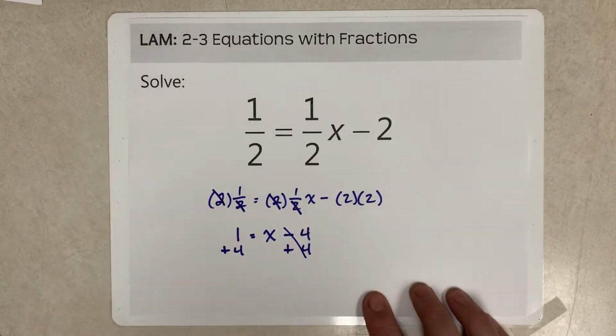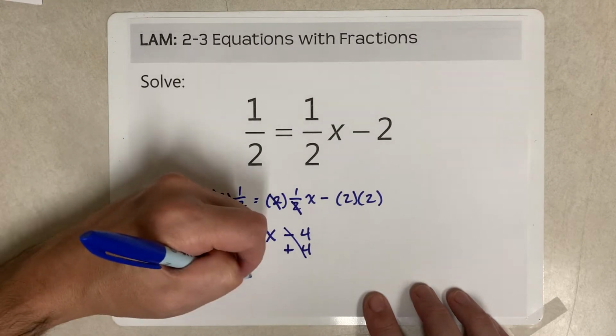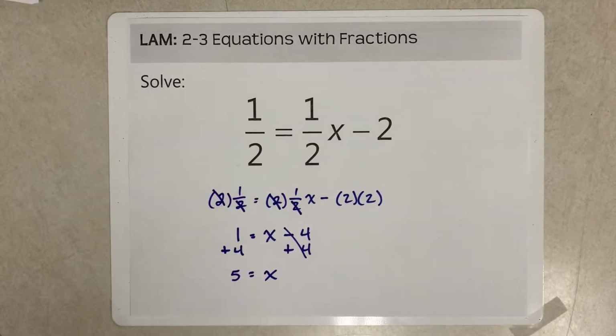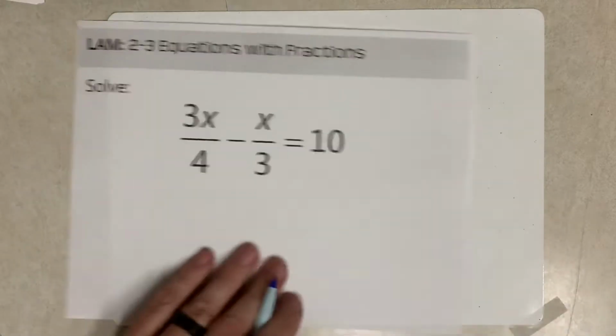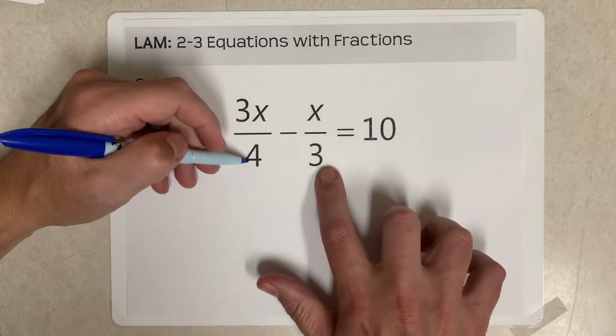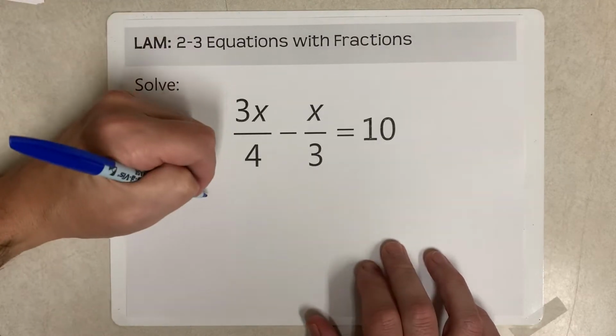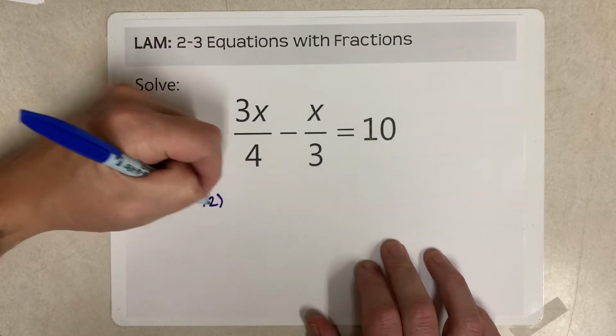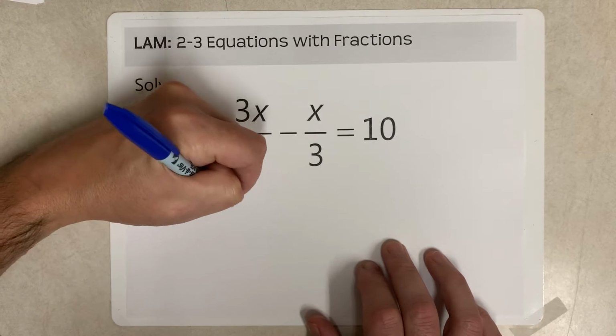Get rid of that 4, and 4 plus 1 is 5, so x equals 5 for that one. This time, I've got a 4 and a 3. So the least common denominator of 4 and 3 would be 12. So I'm going to multiply everything this time by 12. And let's see what happens.